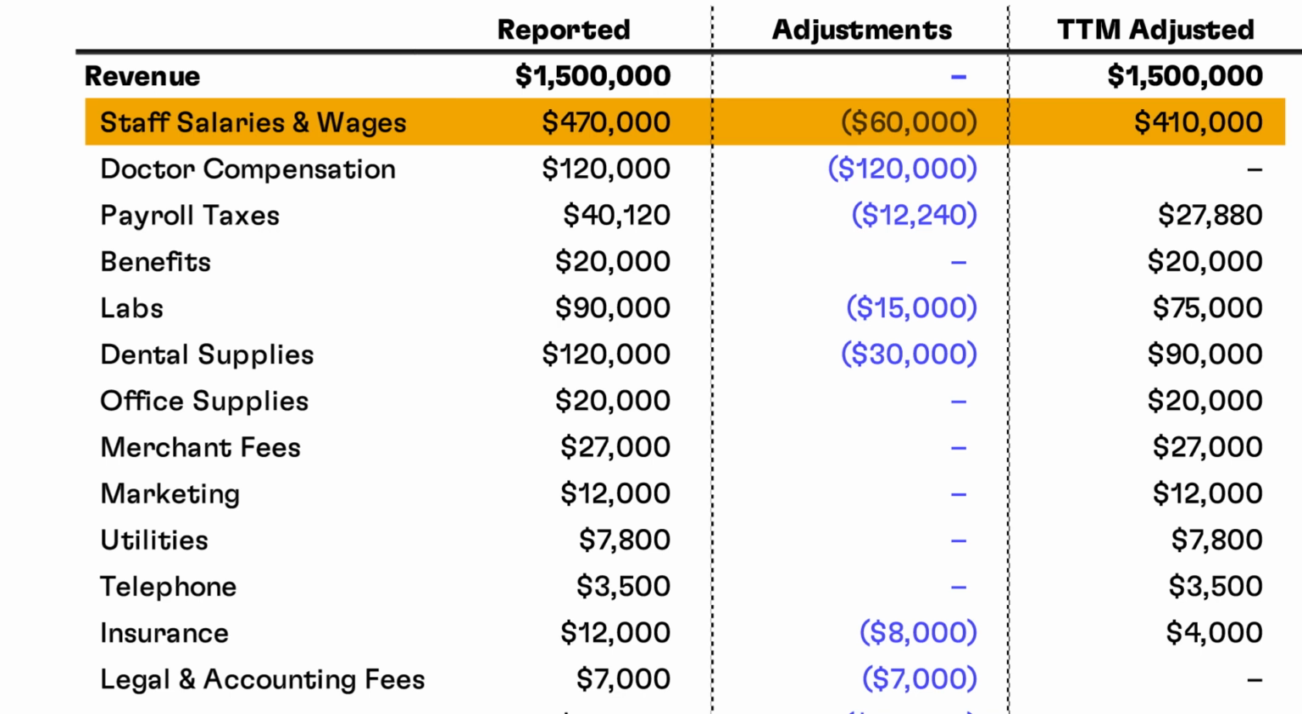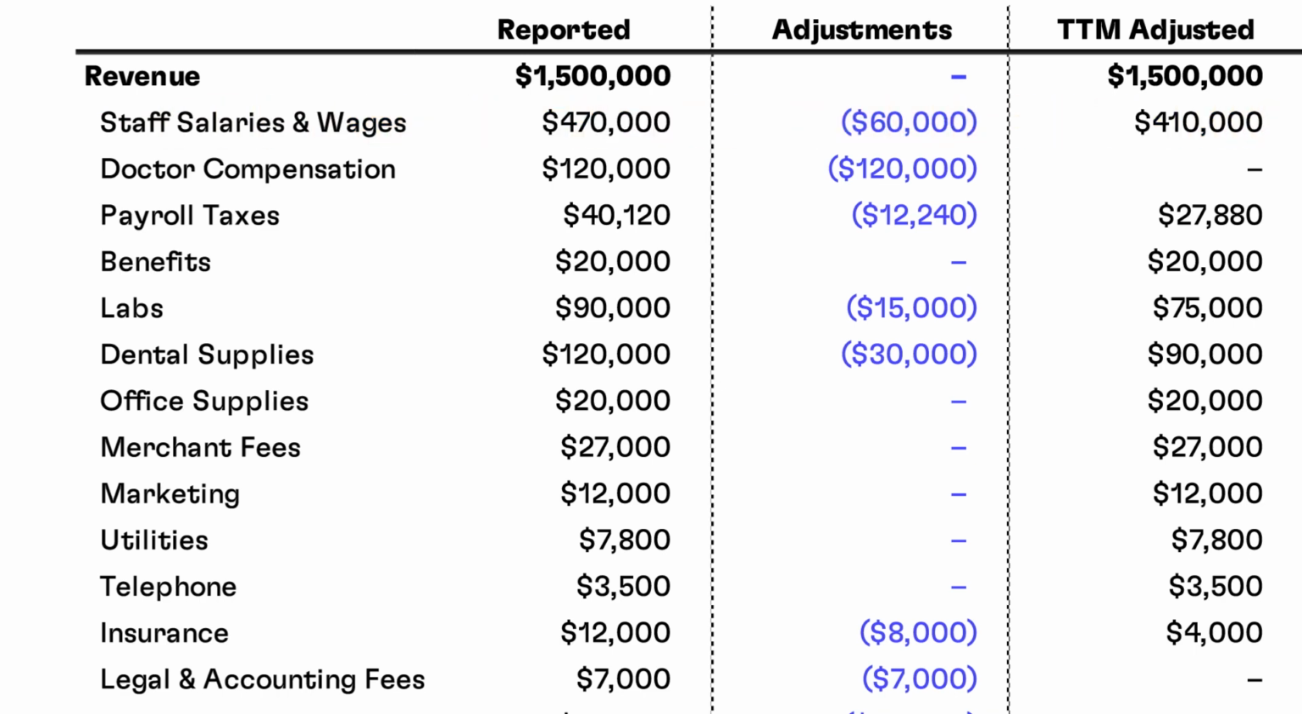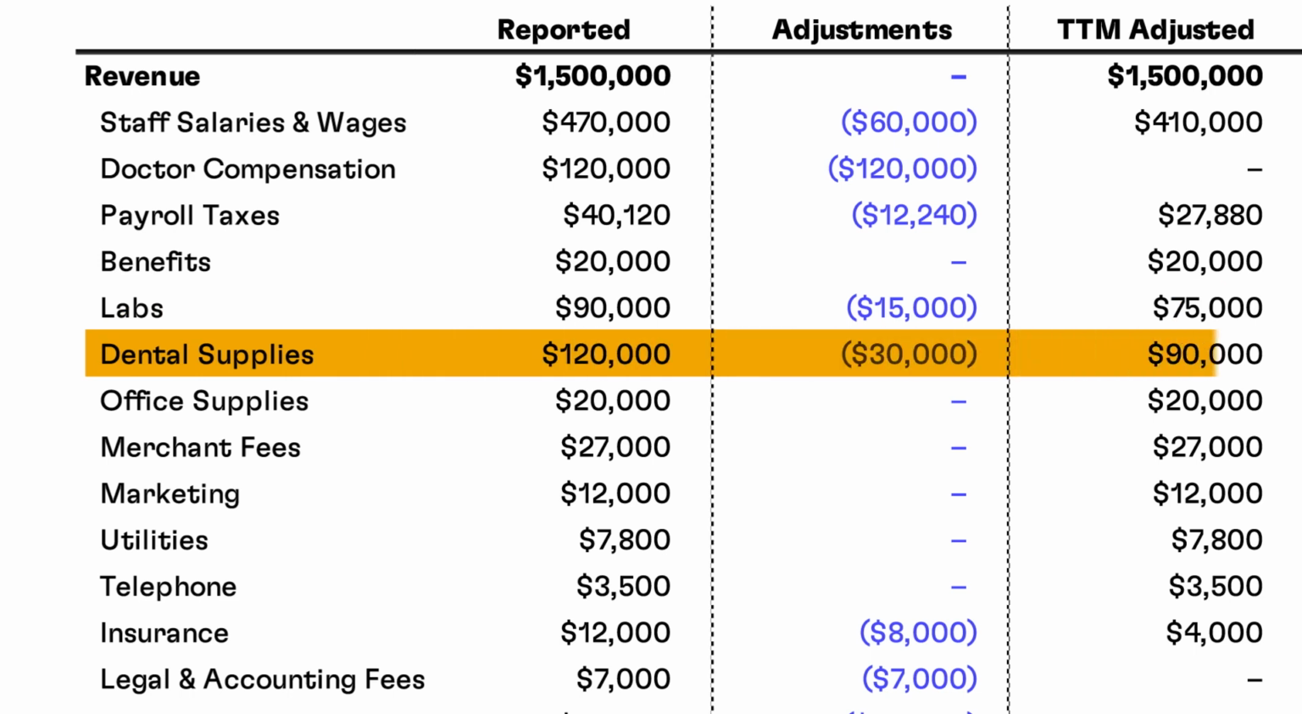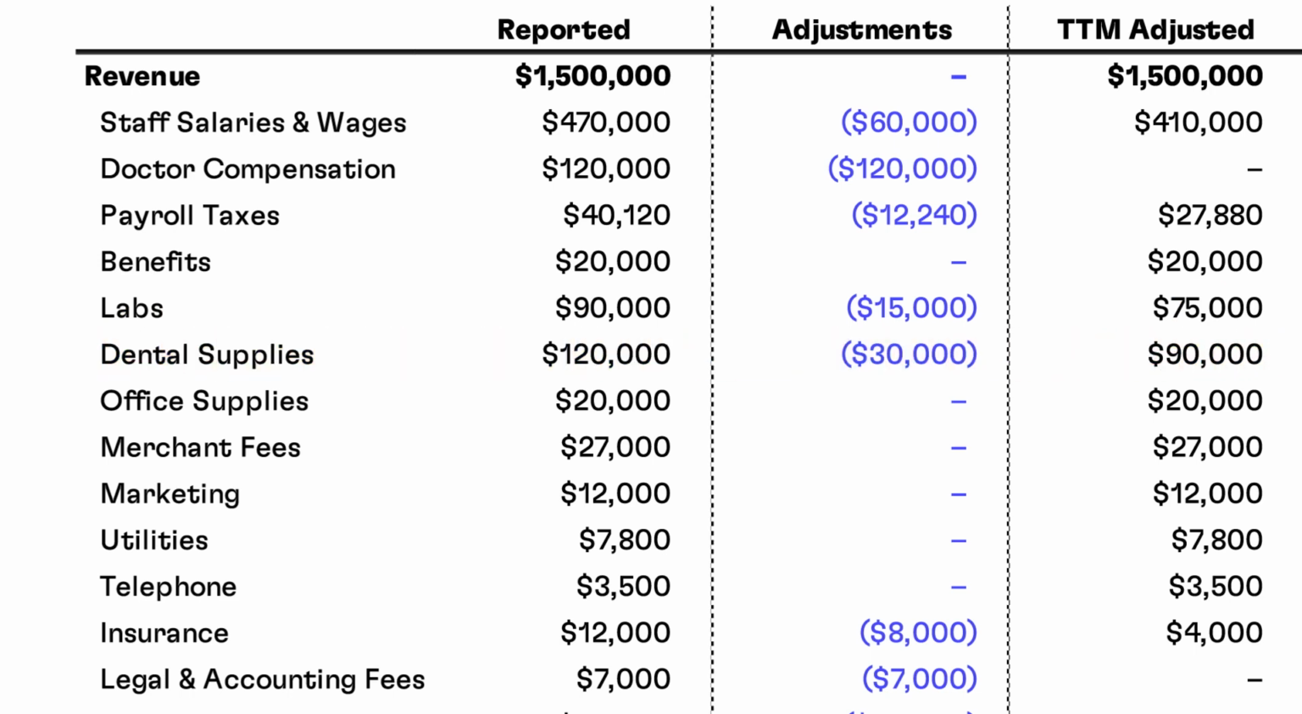Well, we're just assuming that we're going to be able to run this practice a little leaner and a little meaner. The next two adjustments we're going to make are truly pro forma in nature. We're assuming that we're going to reduce lab spend by $15,000 a year and supply spend by $30,000 a year. Really have no basis to make these adjustments other than that we're assuming we're going to have more buying power and we're going to be able to drive down the cost of the practice. Maybe we will, maybe we won't, but in this case, we just created another $45,000 of EBITDA.